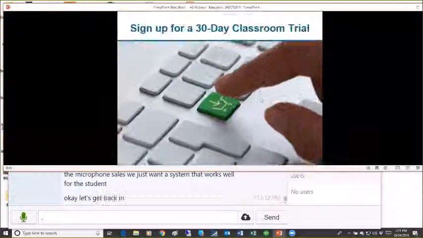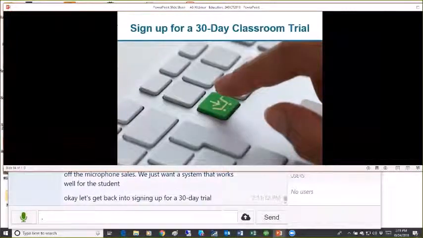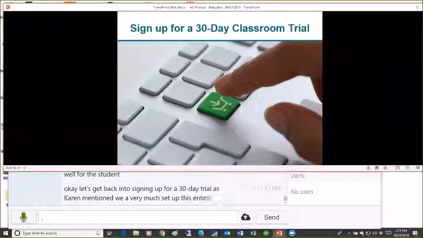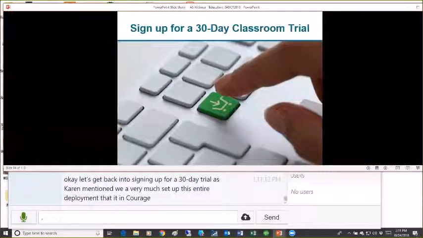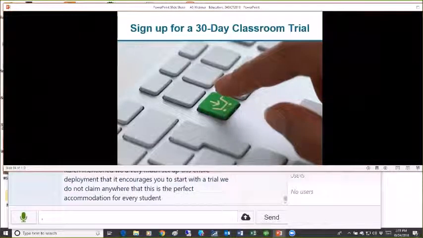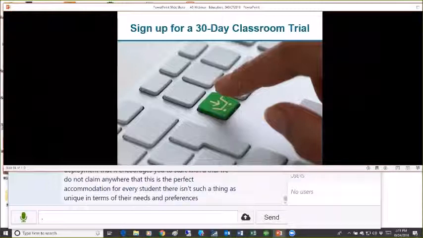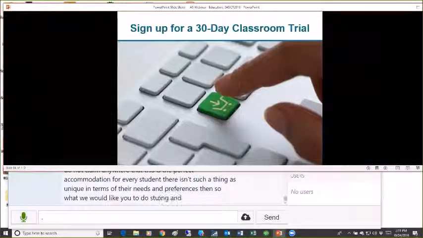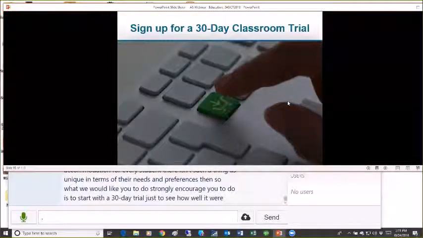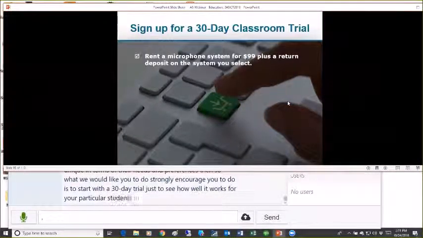Okay, let's get back into signing up for a 30-day trial. As Karen mentioned, we have very much set up this entire deployment so that it encourages you to start with a trial. We do not claim anywhere that this is the perfect accommodation for every student. There isn't such a thing. Each student is unique in terms of their needs and preferences. And so what we strongly encourage you to do is to start with a 30-day trial just to see how well it works for your particular student's needs.